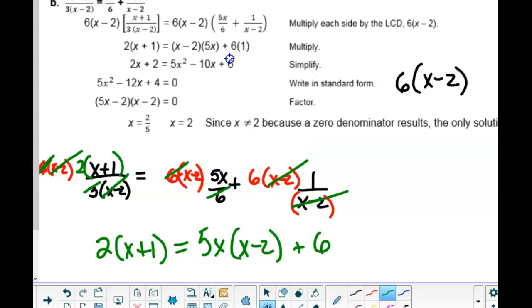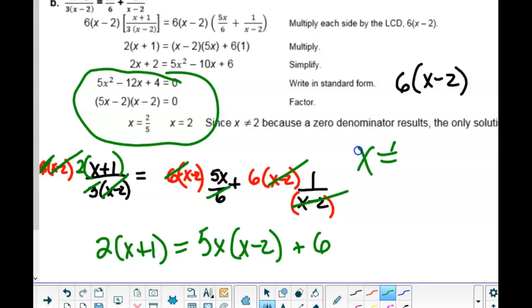So then it turned out to be a quadratic. They got solved like this. They got 2/5 and 2. What was wrong? Yeah, x can't be 2 because this was part of our denominator. So the only solution was 2/5. All right.